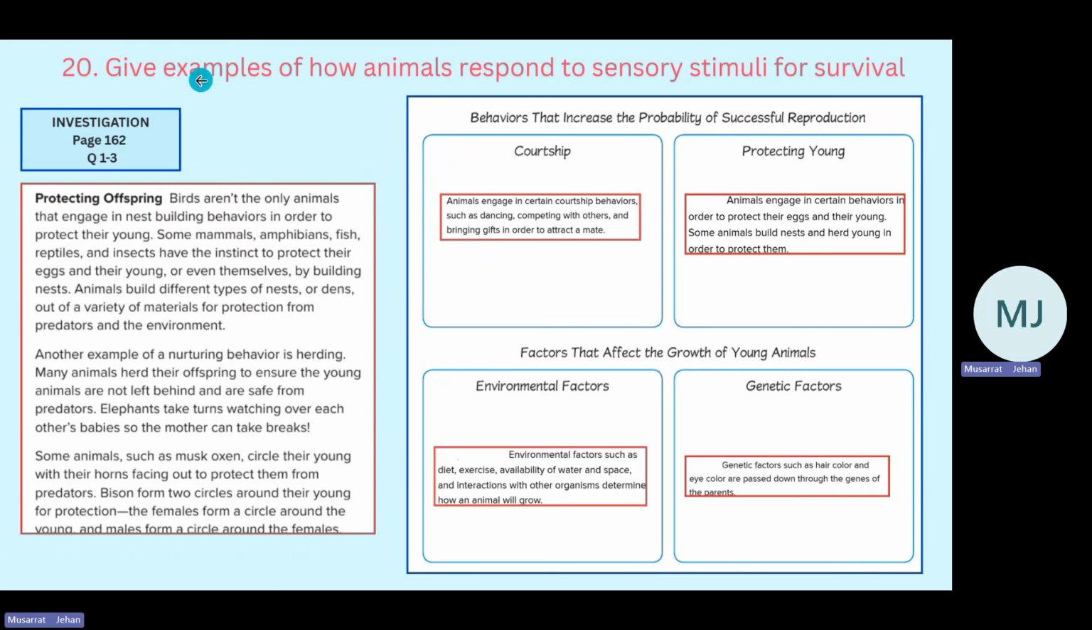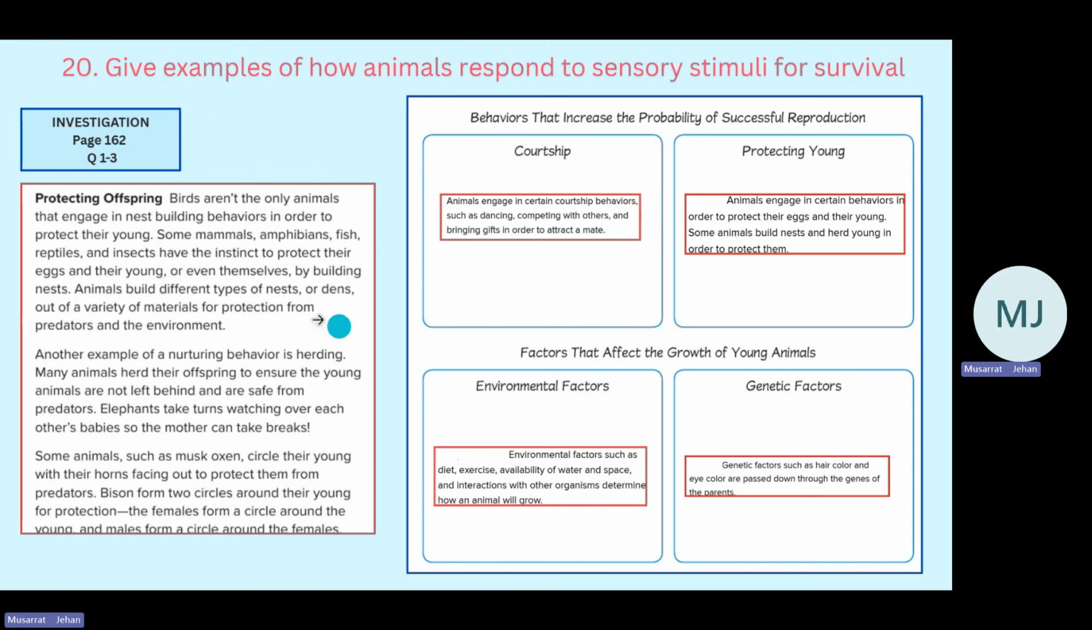Then another behavior of animals is protecting their offspring. Birds are not the only animals that build nests and protect their young ones. There are some mammals, amphibians, fishes, reptiles, and insects that also protect their eggs and their young, or even themselves, by building nests. Animals build different types of nests or dens to protect their young ones from predators. Another example is nurturing. Nurturing means looking after the young ones, taking care of the young ones.